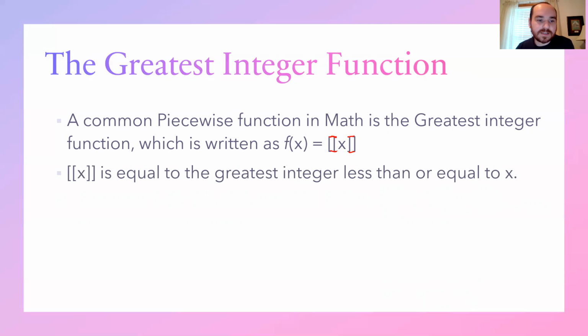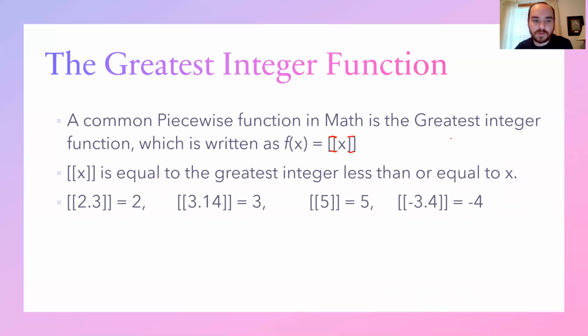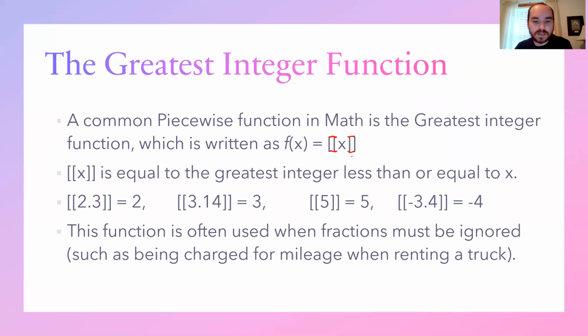And what it means is that this double bracketed x is equal to the greatest integer less than or equal to x. So if we look at some examples, the double bracketed 2.3 is equal to 2, right? 2 is the largest integer that is smaller than 2.3. 3.14, so I chose pi just for fun, goes to 3. 5, since 5 is an integer, it is the greatest integer that is less than or equal to 5, so 5. And then negative 3.4, because it's negative, you would go down to negative 4. So if you just think of these somewhere on a number line, go left until you find the next integer. It's not too terribly hard.